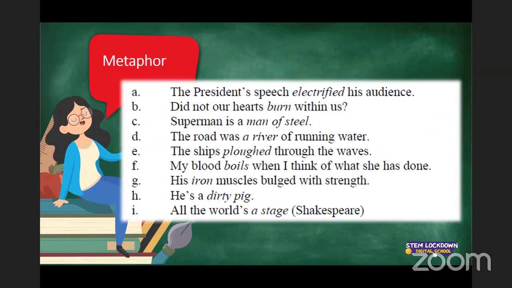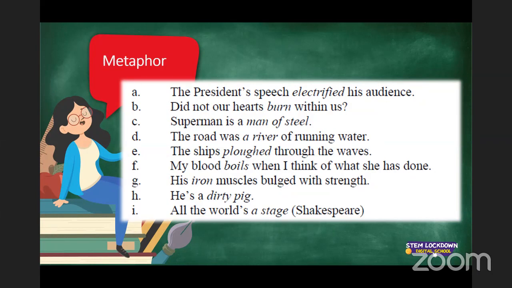We continue to the second figure of speech, and that is a metaphor. A metaphor is a figure of speech where one thing is described as if it were something else. We see the examples there. The president's speech electrified his audience. Did not our hearts burn within us? Superman is a man of steel. Okay, we know that one.